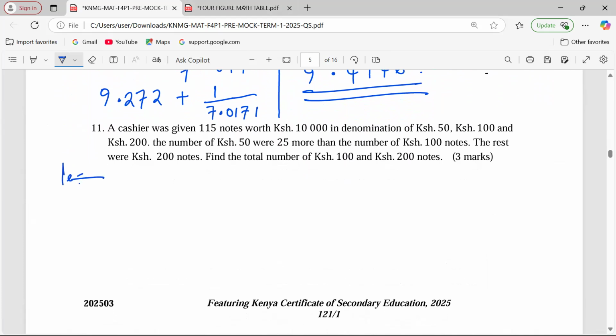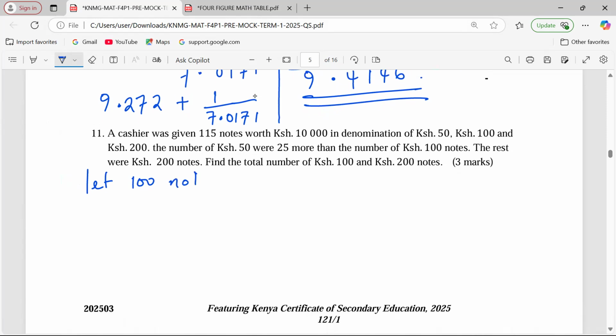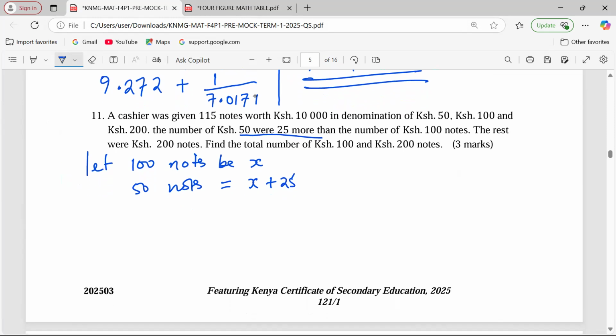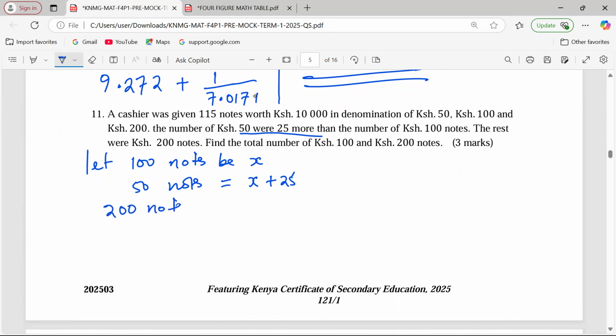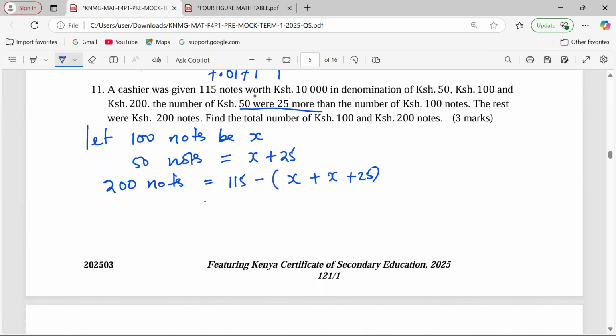So we can let 100 notes be x. So that 50 notes, which were 25 more, become x plus 25. So that 200 notes become the balance. The total notes were 115. When you subtract the ones for 100 and the ones for 50, we will remain with the ones for 200. So for 200, we simplify 115 minus 2x minus 25. 115 minus 25 gives us 90. So 90 minus 2x is the number of 200 notes.